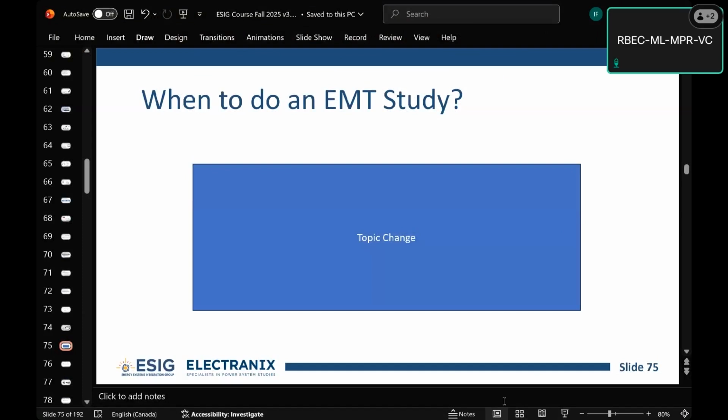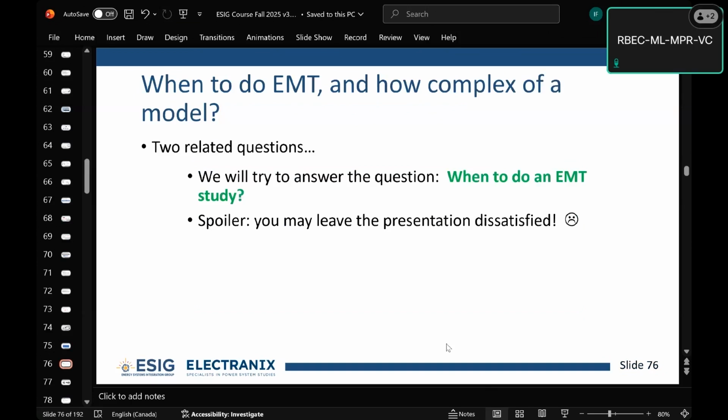When you're deciding when to do an EMT study and how complicated of a model you should use, we need to ask two related questions. The answer to the questions is going to be enough of an "it depends" that you're going to be unhappy with me at the end. This is something you're going to, of course, have to think about yourself and decide for yourself, but I'll try and give you some help in that thinking, okay? Will most studies benefit from EMT?